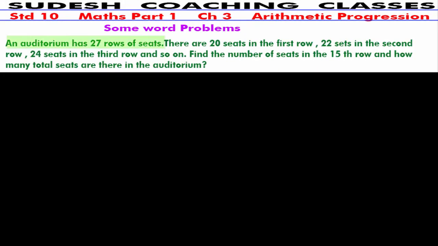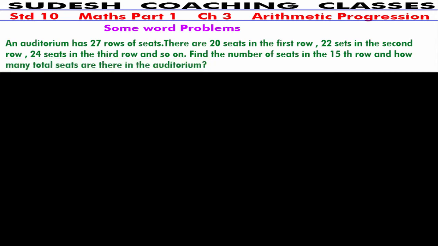Now let's find another sum. An auditorium has 27 rows of seats. There are 20 seats in the first row, 22 seats in the second row, 24 seats in the third row, and so on. Find the number of seats in the 15th row. That's the first question. And how many total seats are there in the auditorium? That's the second question.